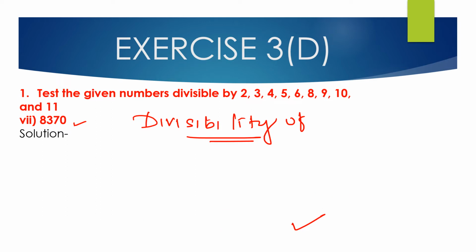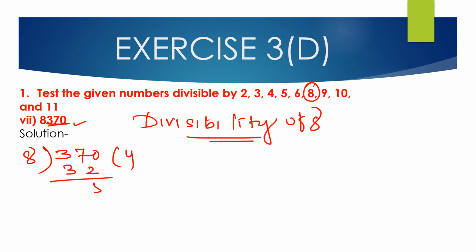Now we'll check whether the number 8370 is divisible by 8 or not. Here if the last 3 digits of the number are divisible by 8, then the number is divisible by 8. Here the last 3 digits of the number are 370, and we have to check whether 370 is divisible by 8 or not. First divide 370 by 8. 8 4s are 32, this is 50, 8 6s are 48, and the remainder is 2, which is not equal to 0. So 370 is not divisible by 8.